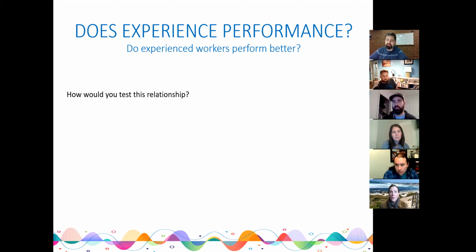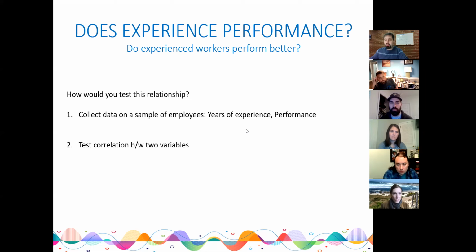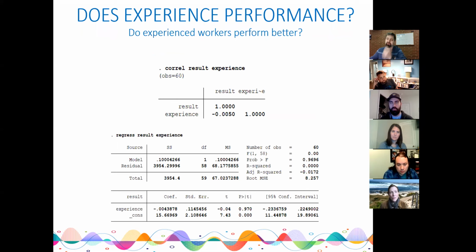So let's say in this case we have two magic variables that fully capture experience, let's say years of work experience, and performance, whatever that might be: effort or hours worked or whatever else. We would collect the data, and then we would simply look at the correlation between the two variables, in the simplest form. So let's try to do it. Here is the data from my real data set that gives us this correlation. Here you have the bivariate correlation, and also a regression analysis with only one predictor and one outcome.